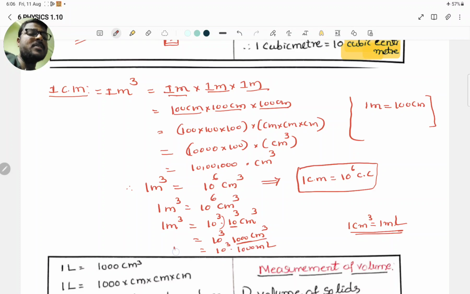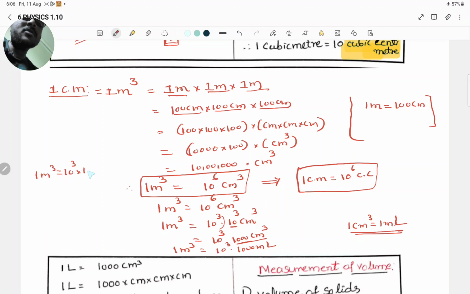Next I am writing 1 meter cube is equal to 10 to the power of 3 into 1000 milliliters. 1000 milliliters is nothing but what here? 1 liter. Now 1 meter cube is equal to how much? 1000 liters. This is the second conversion.